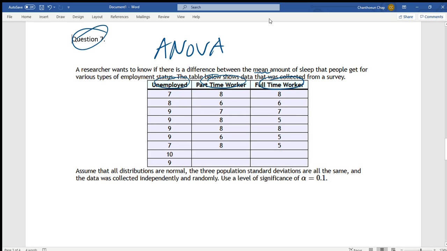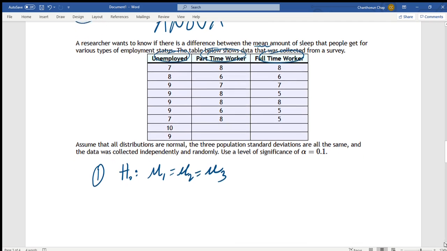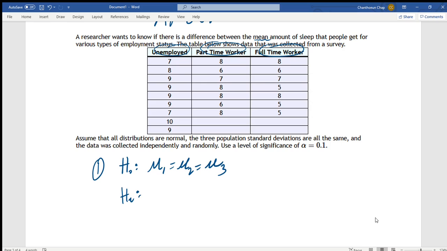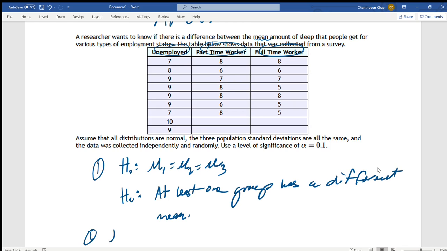The ANOVA test is a pretty convenient test because for the null hypothesis, it's always the same. It's always mu1 equals mu2 equals mu3 for how many groups we have. In this case, we have only 3 groups. And for the alternative hypothesis, we're going to say at least one group has a different mean. In step 2, just state alpha. Alpha is 0.1, and it's always given in the problem. Alpha is given here.